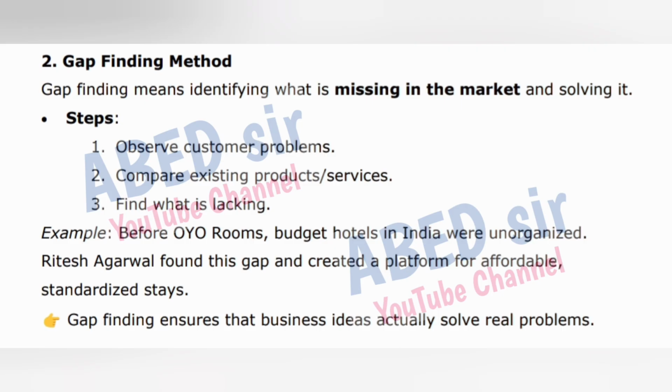Example: before Oyo Rooms, budget hotels in India were unorganized. Ritesh Agrawal found this gap and created a platform for affordable, standardized stays. Gap finding ensures that business ideas actually solve real problems.